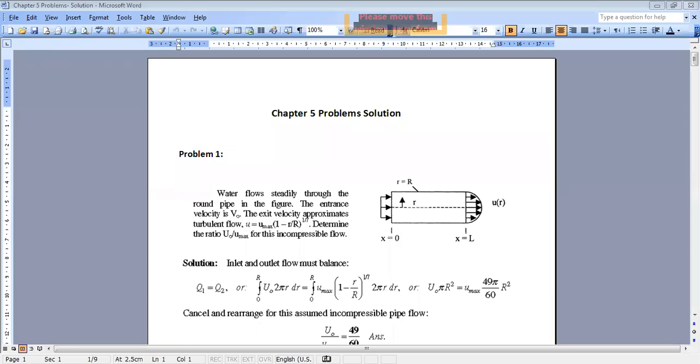We will start today doing problems on chapter 4. Okay. In this chapter, we will apply the Reynolds transport theorem for different cases, for mass, for momentum, and for energy.